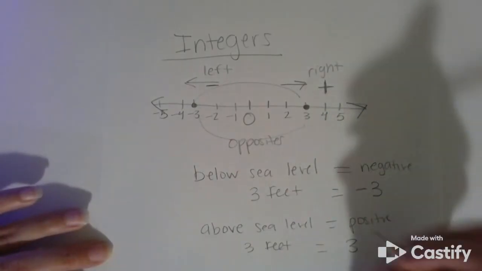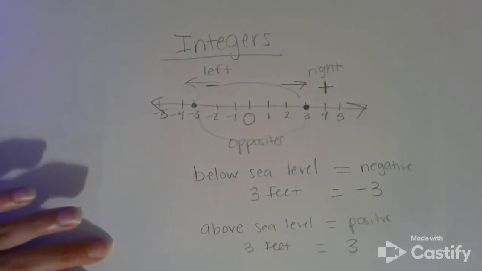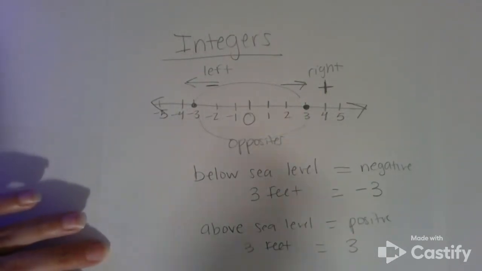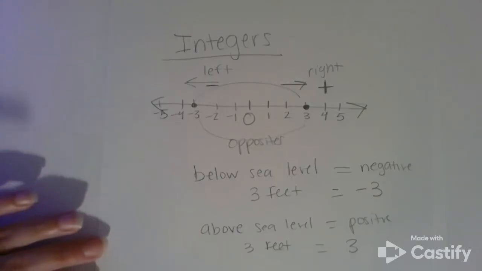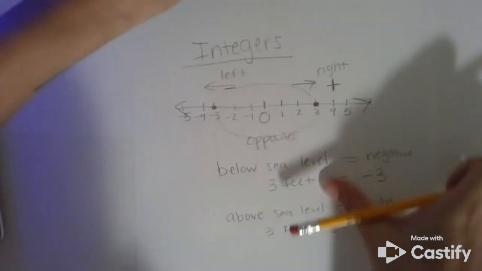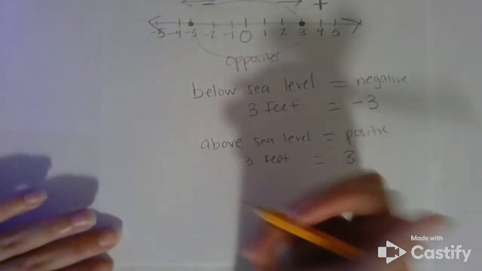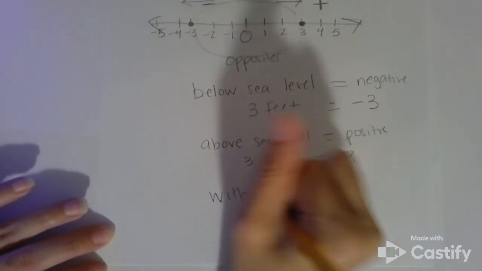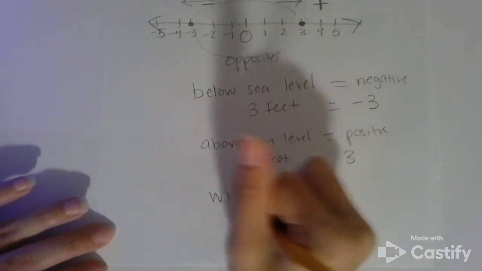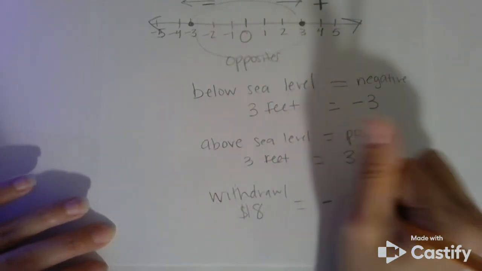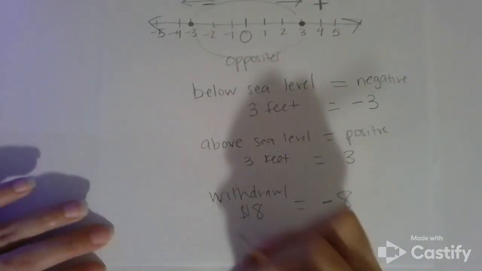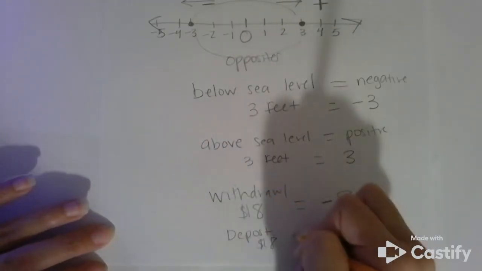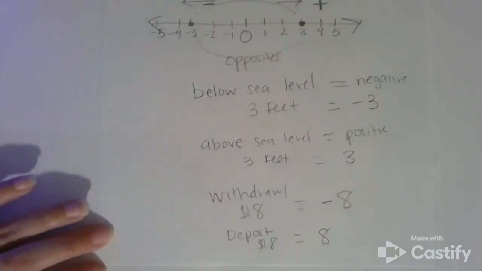We do not put a plus sign for positive numbers. If there is no negative sign, it can be assumed that that number is positive. Another example is a withdrawal from a bank account. If I withdraw $8, that's -8. But if I deposit $8, that is a +8.